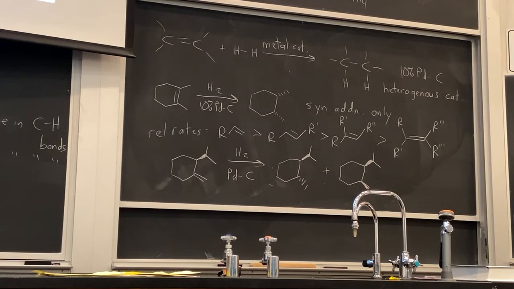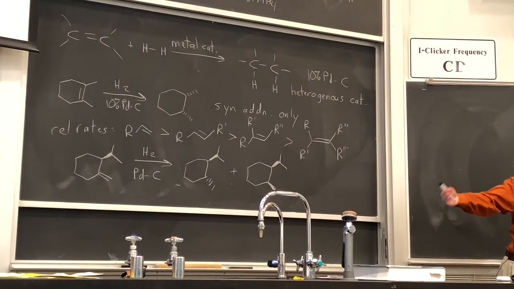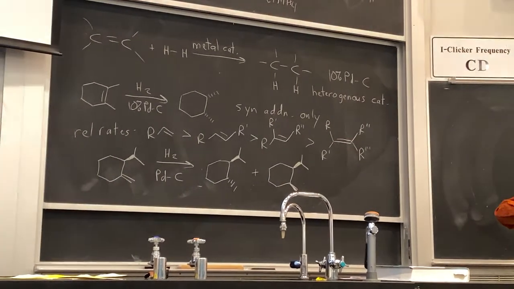So would we have a major product in this case? If so, which one would it be and why? Yes. The right one, why? Okay, so what you're saying is that the less hindered face of the alkene is the one that's going to be pointing towards the metal. And so the hydrogen is going to approach that alkene from the less hindered face.